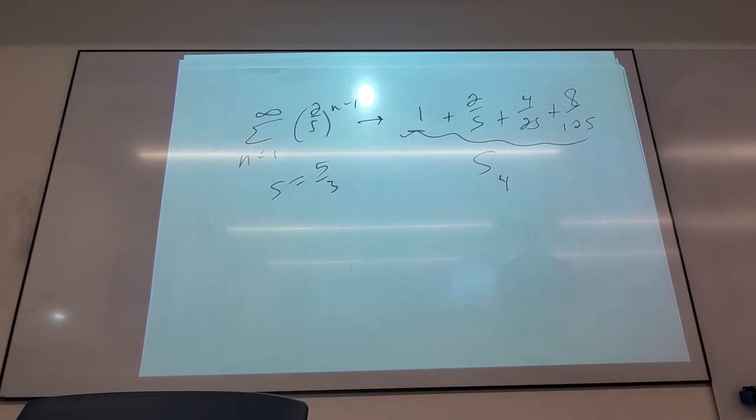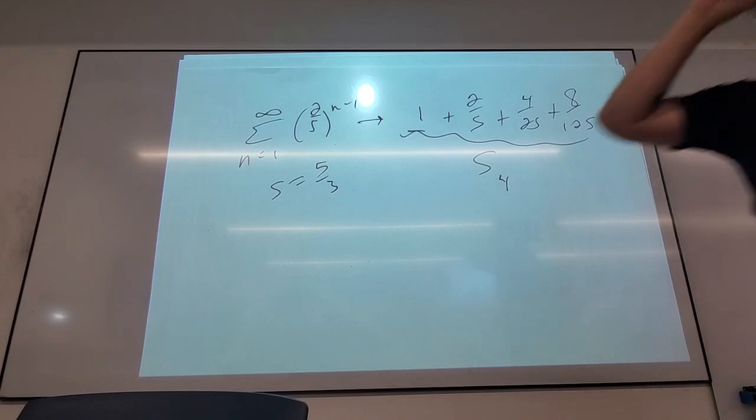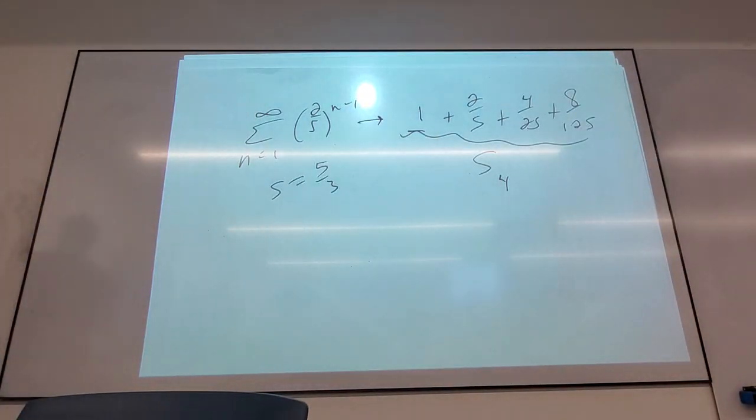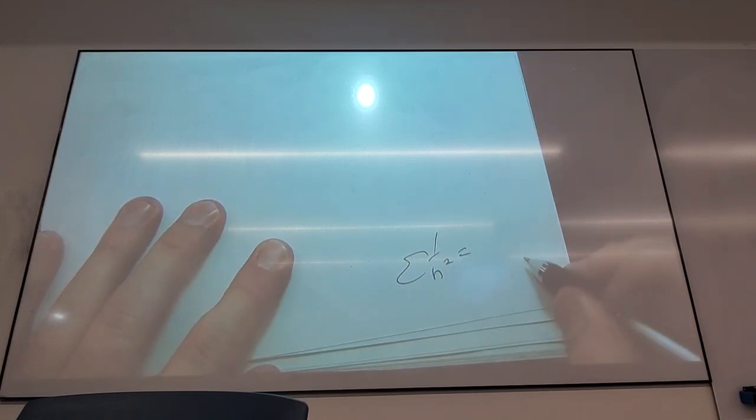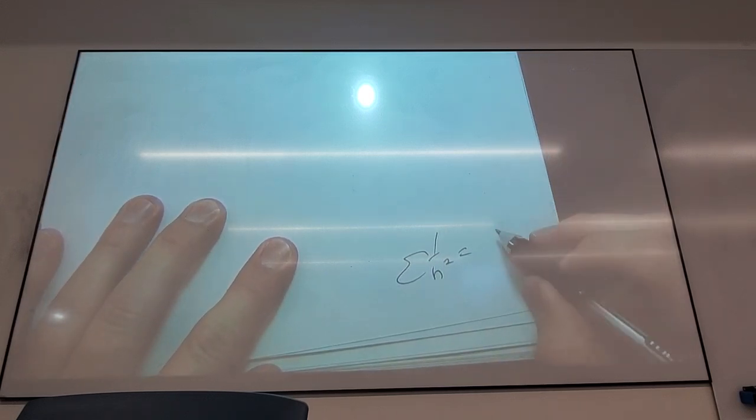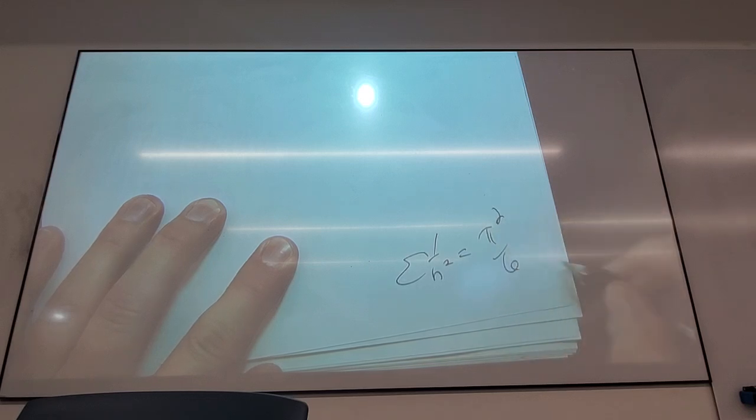In fact, I'm going to show you something really cool, the sum of 1 over n squared. All right, I can't stop myself, sorry. Side note, sum of 1 over n squared. Does anyone know what that might be? It's pi squared over 6.